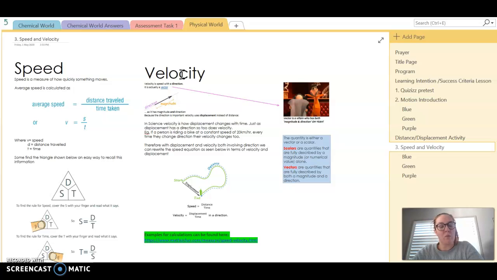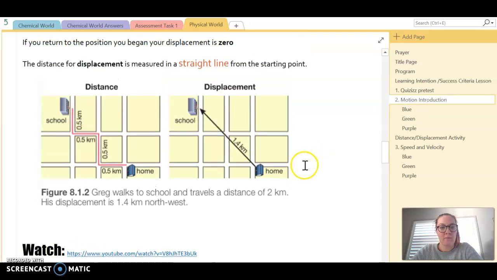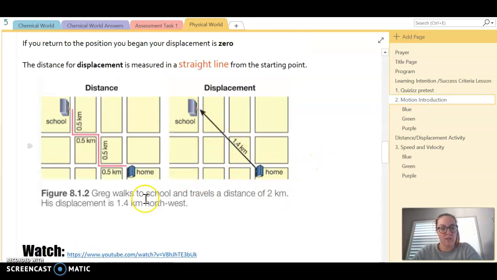And when we're talking about that, we need to realize that there's scalars and vectors. And if you've seen Despicable Me, you might already know that vector has both magnitude and direction. So when we're talking about velocity and displacement, we're thinking about vectors. Displacement, you might remember from last lesson, always has a direction. So it might be 1.4 kilometers northwest. So northwest will be the diagonal.